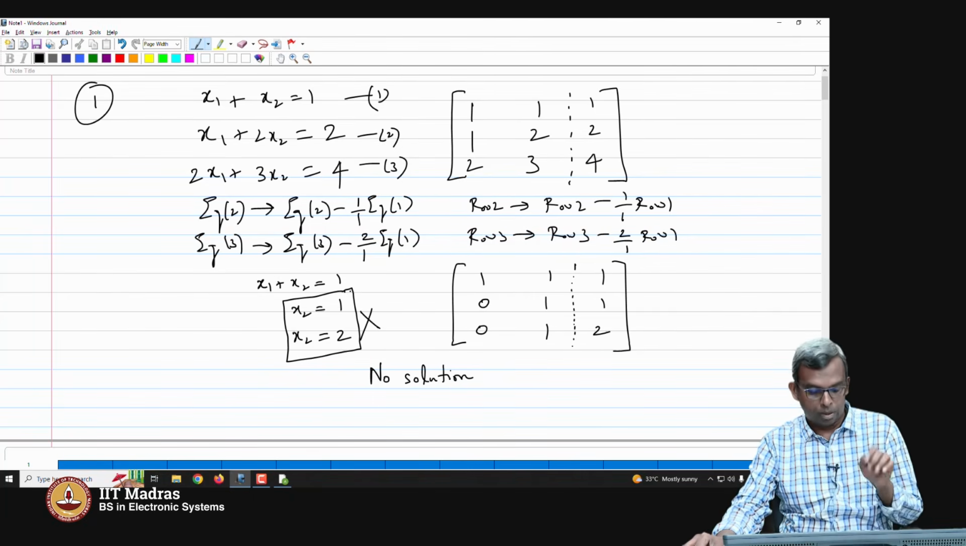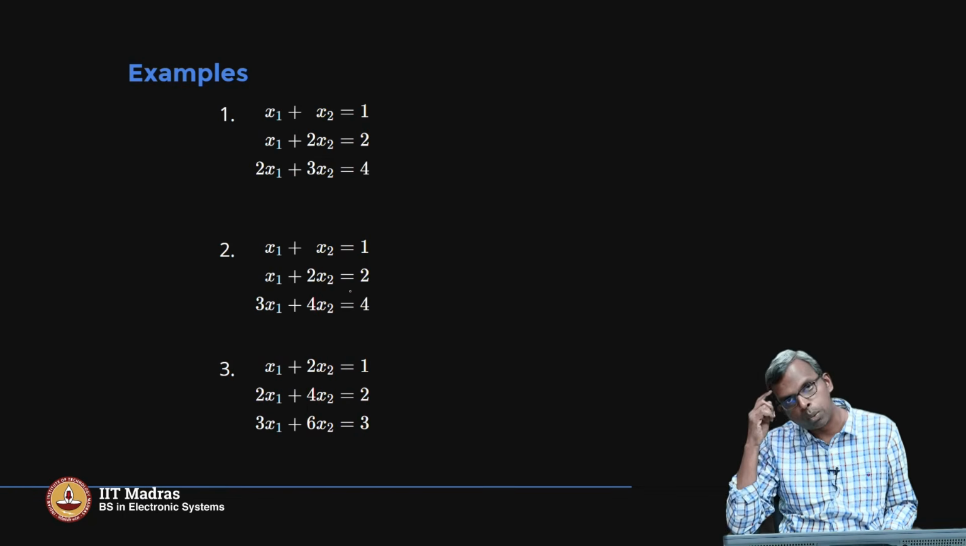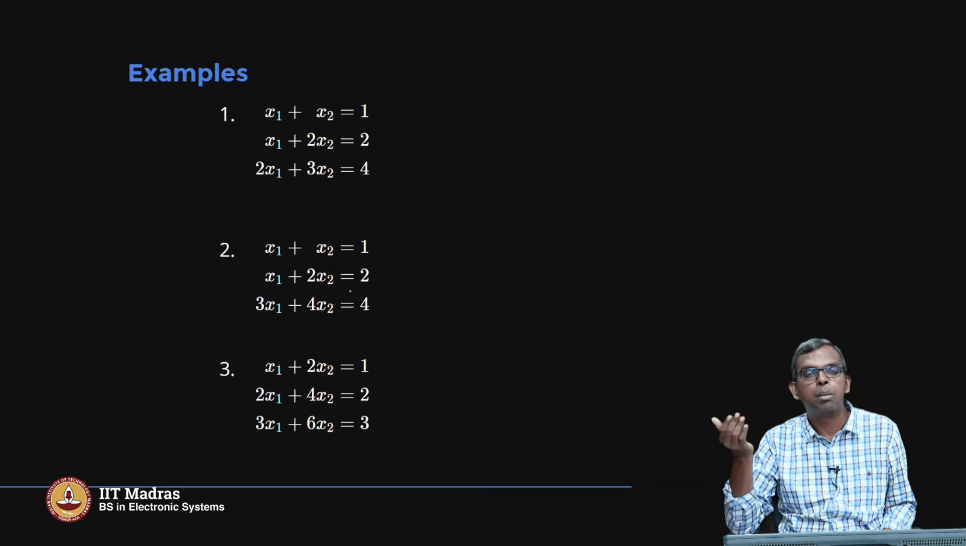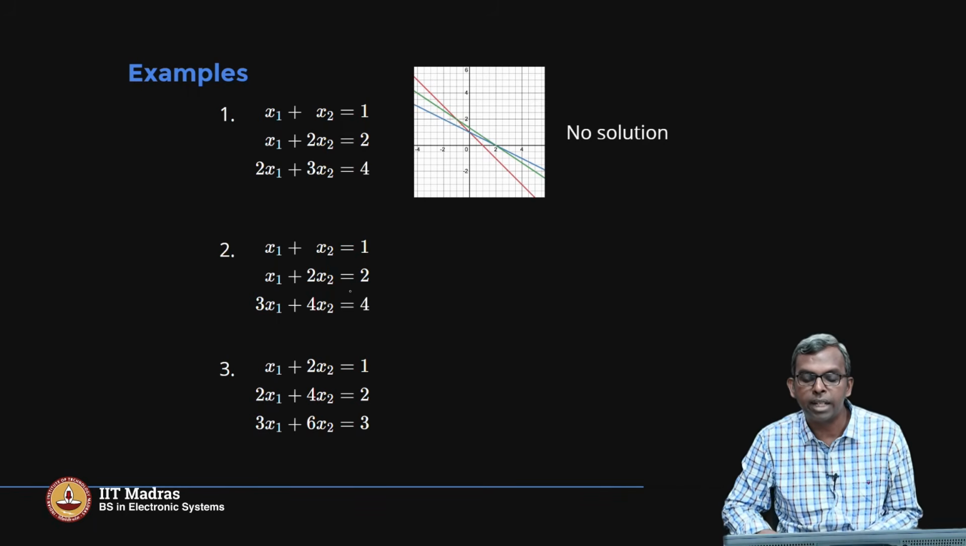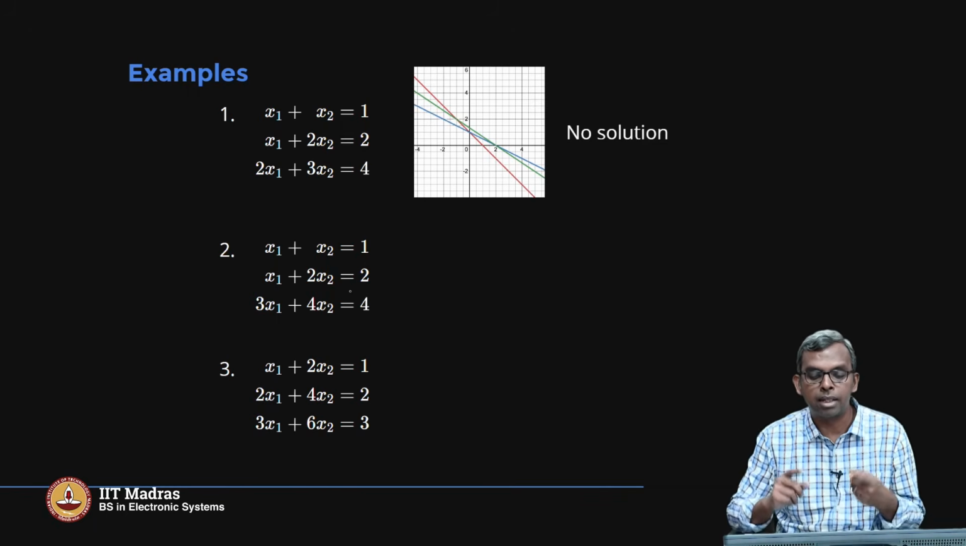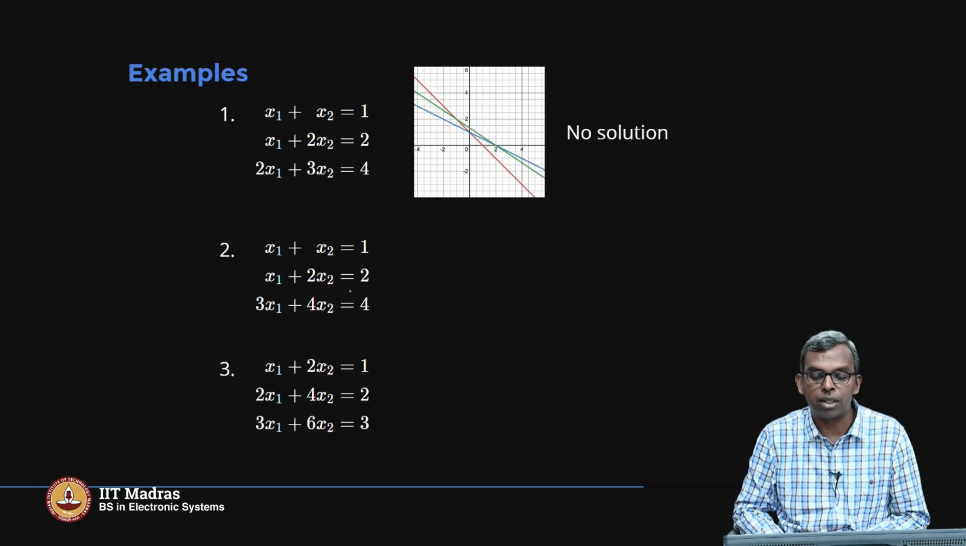So it turns out, because there is only two variables, I can picture this on the xy plane. Each of these equations, if I think of x1 as x and x2 as y, it becomes a straight line, right? x plus y equals 1 is a straight line, x plus 2y equals 2 is a straight line, 2x plus 3y equals 4 is a straight line. And if you end up plotting it, here is a plot. You see that there is a red line, there is a blue line and a green line. Each of these lines represent the three equations that you have here.